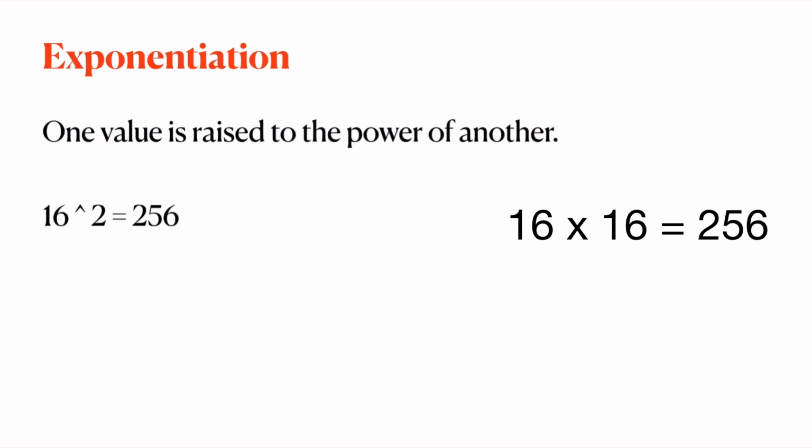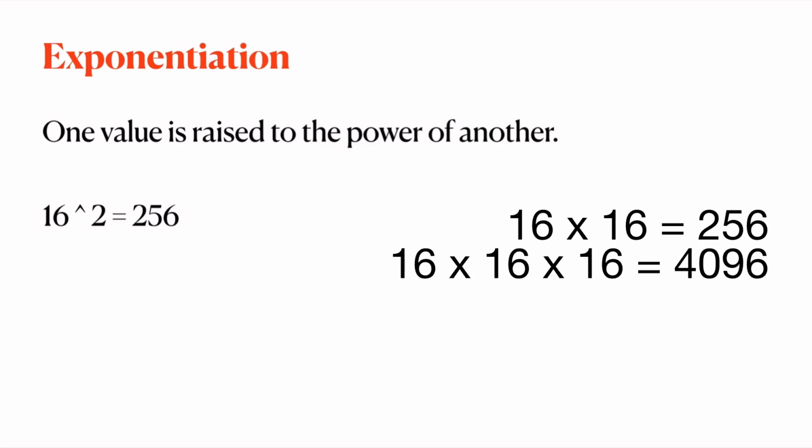And your power states how many times you should have that number. So 16 to the power of 3 would mean that you need to have 3 lots of 16: 16 times by 16 times by 16. And I can't do that in my head, so the result will be on screen.